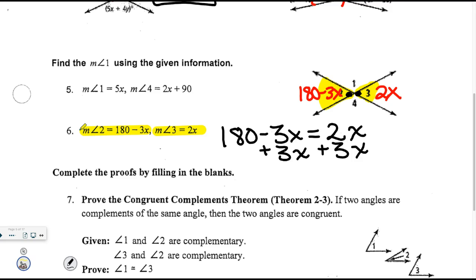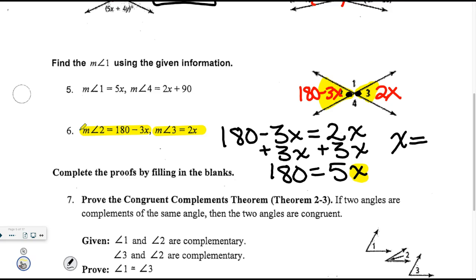And I get 180 equals 2x's plus 3x's, or 5x's. And I don't have a calculator, but I'm going to hand one to Matt here. And how do I solve this one? How do I get rid of this 5 that's in front of the x? Divide. So he's going to do 180 divided by 5 for me? We'll write that down.